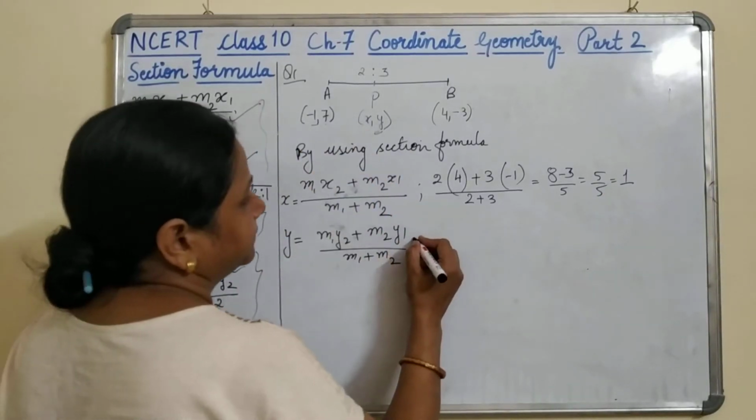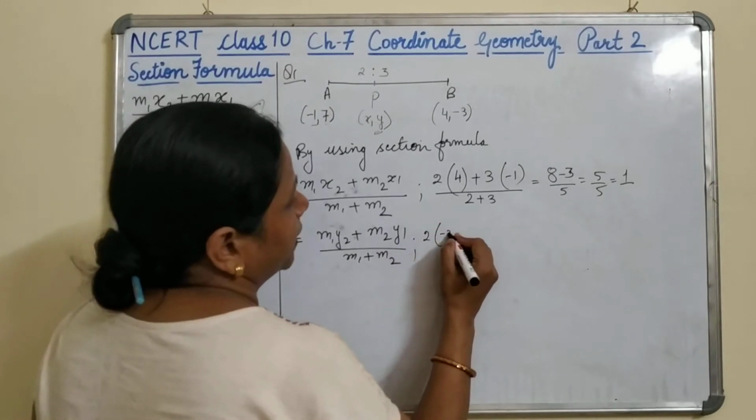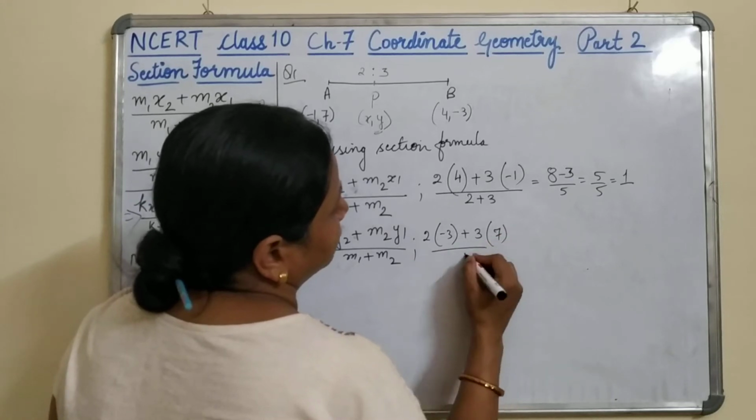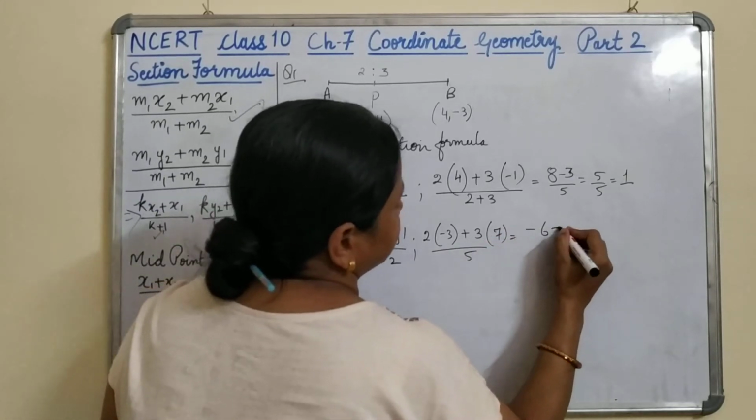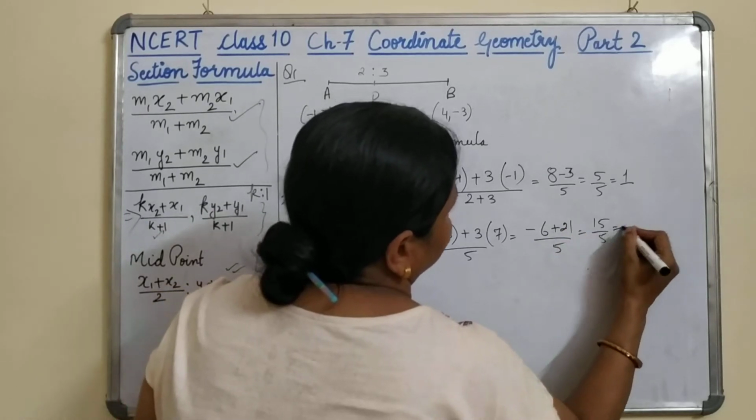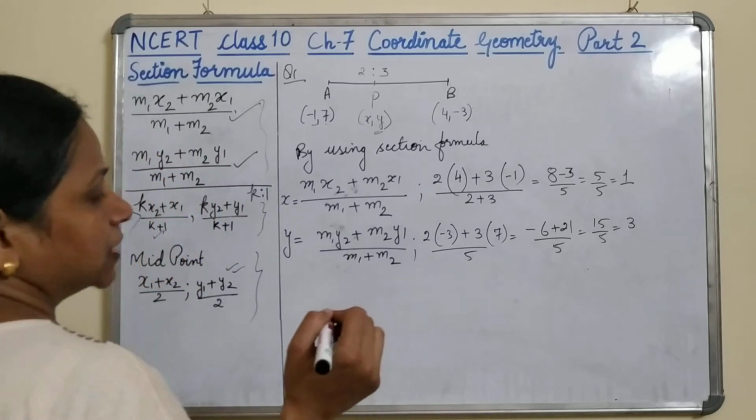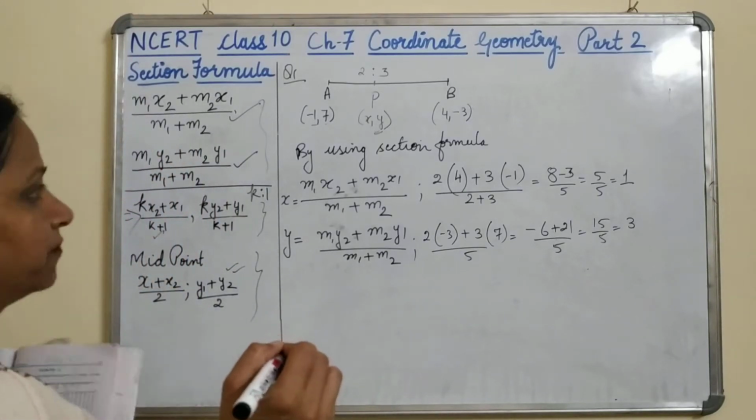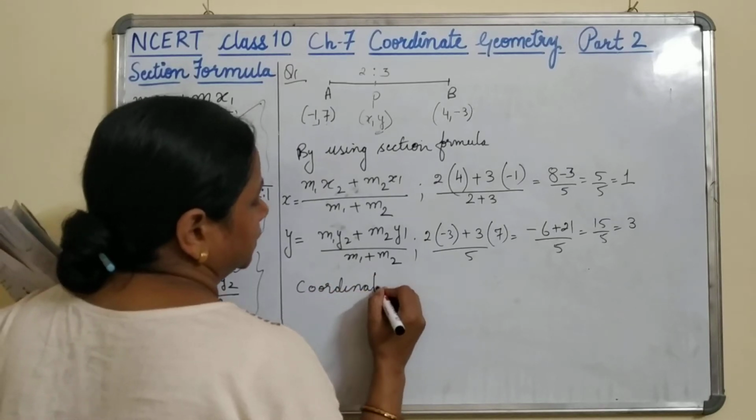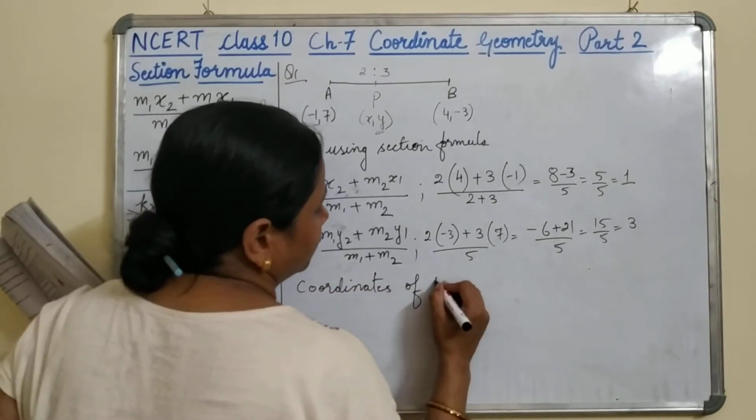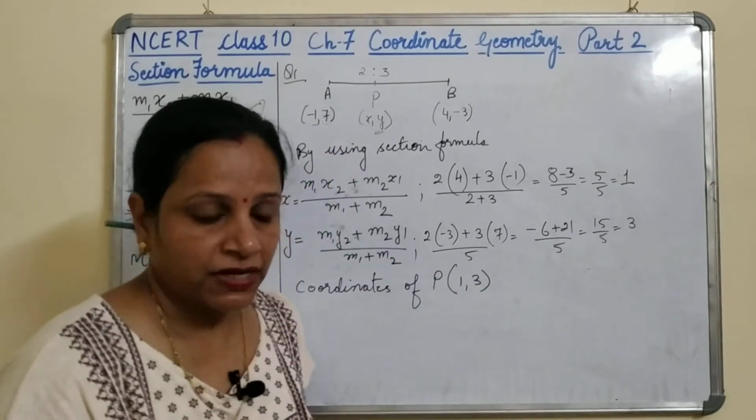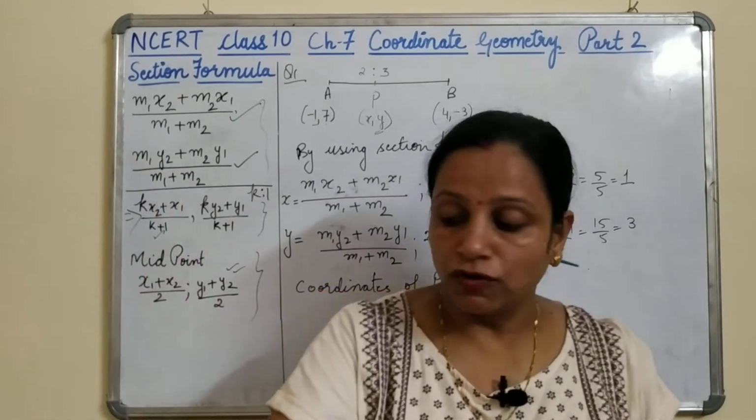What will be y? m1 into y2 plus m2 into y1 upon m1 plus m2. This will be -6 plus 21 upon 5. So this will be 15 by 5, that is 3. So y comes out to us as 3 in this case, right? So what are the coordinates of the point? Coordinates of P are (1, 3), right? I suppose it is clear. Then we move on to question number 2.